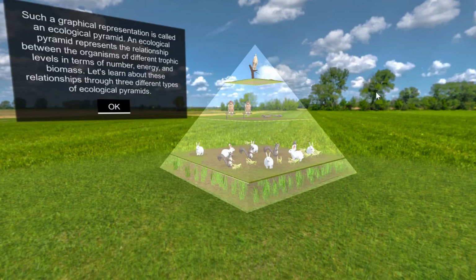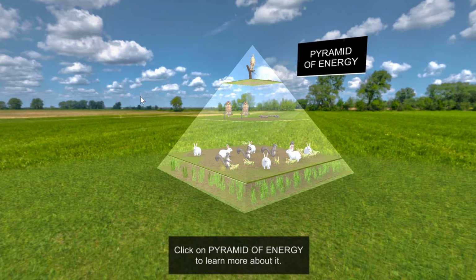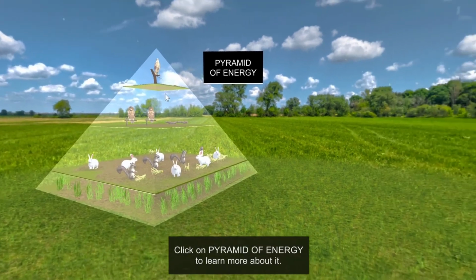Such a graphical representation is called an ecological pyramid. An ecological pyramid represents the relationship between the organisms of different trophic levels in terms of number, energy, and biomass. Let's learn about these relationships through 3 different types of ecological pyramids. Click on Pyramid of Energy to learn more about it.